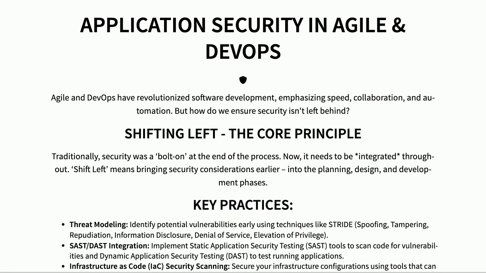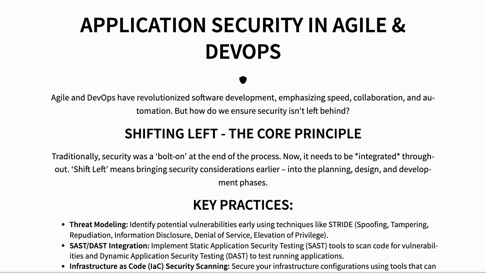Okay, so Agile and DevOps have completely changed how we build software. It's all about speed and teamwork. But if we're not careful, security can get pushed to the back burner. The key is shifting left, which means bringing security into the process earlier on, right from the start. It's no longer a separate phase. Instead, we need to consider potential vulnerabilities as part of every stage: planning, designing, and building.